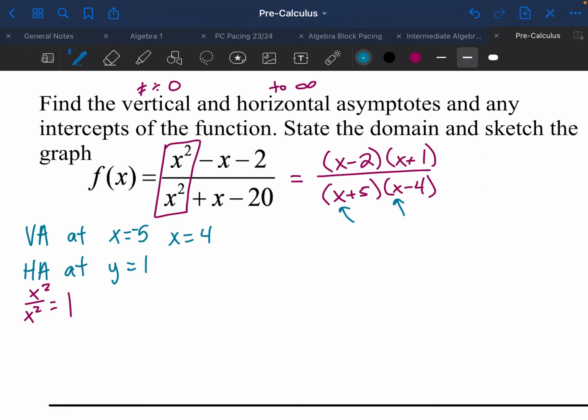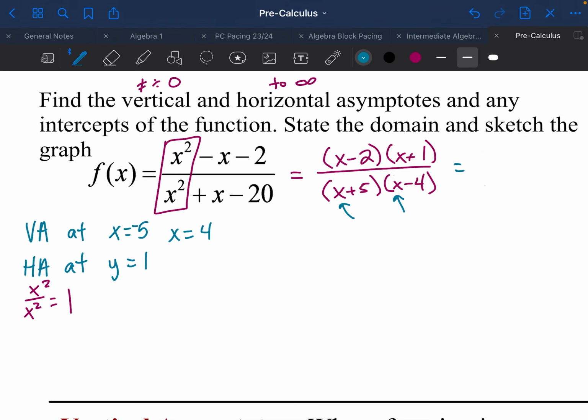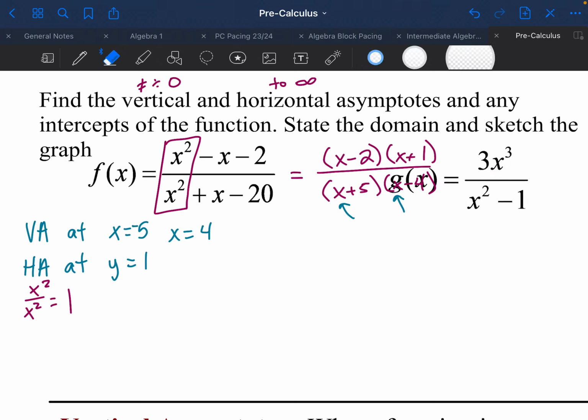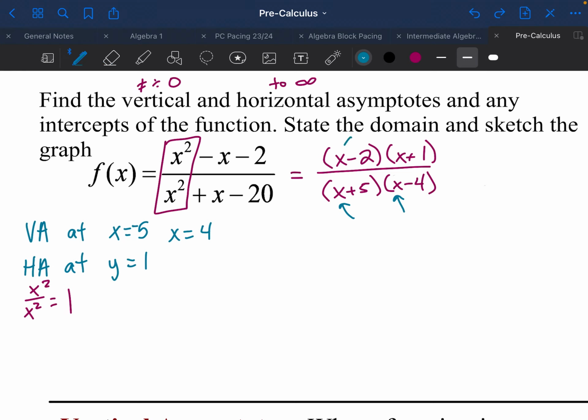Up next, intercepts. To find the x-intercepts, what we need to do is set our function equal to 0. The only way to get a fraction equal to 0 is to have 0 in the numerator. You can have any number we want in the denominator except 0. So to get this to equal 0, we would need either of these quantities here to equal 0. So 2 or negative 1.